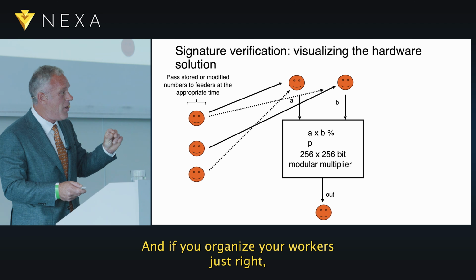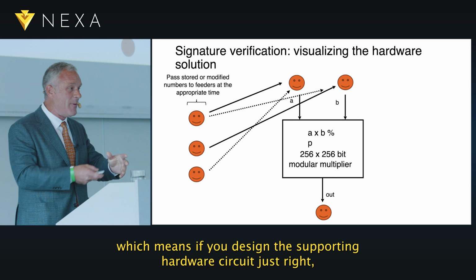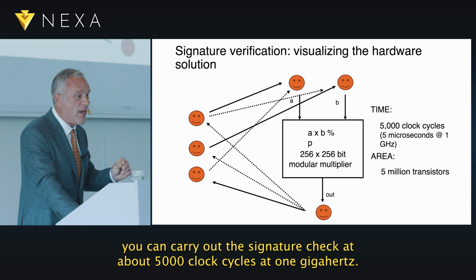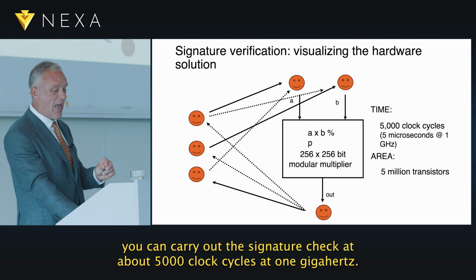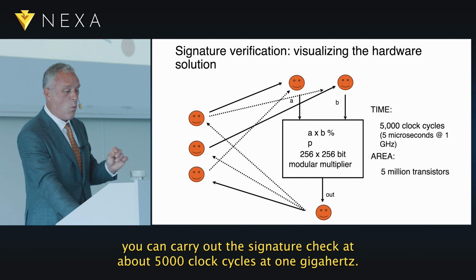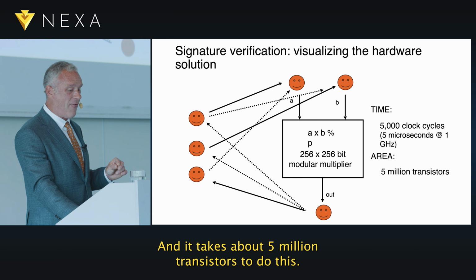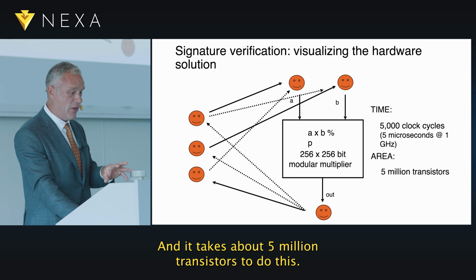And if you organize your workers just right, which means if you design the supporting hardware circuit just right, you can carry out the signature check in about 5,000 clock cycles. At 1 gigahertz, that works out to about 5 microseconds. And it takes about 5 million transistors to do this.